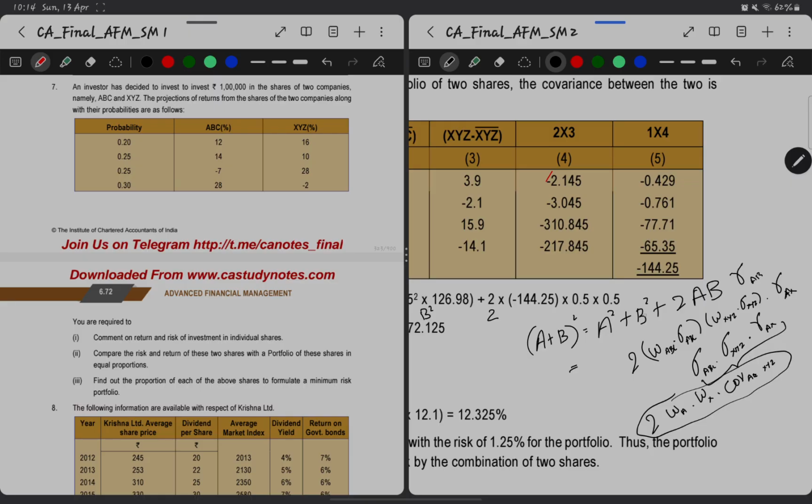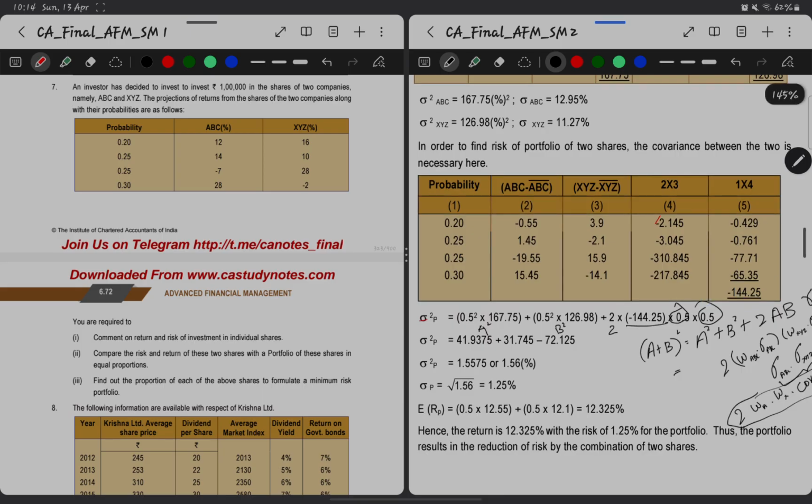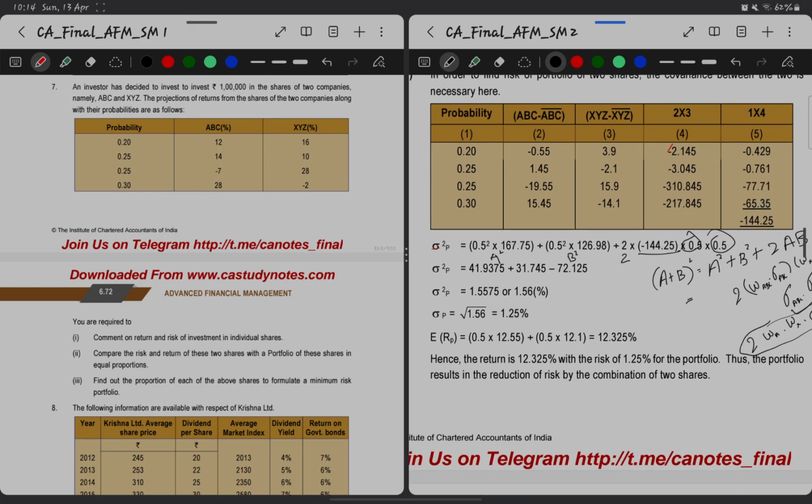So along with a square plus b square, plus 2 into weight of ABC, weight of XYZ multiplied by covariance, that's what they have also followed. 2 into weight of ABC, weight of XYZ, 144 is nothing but the covariance which they have found out. Here they have found the standard deviation of the portfolio, which is nothing but 1.25.